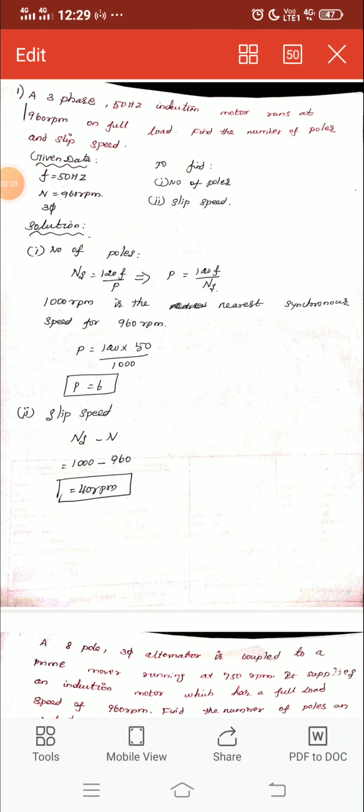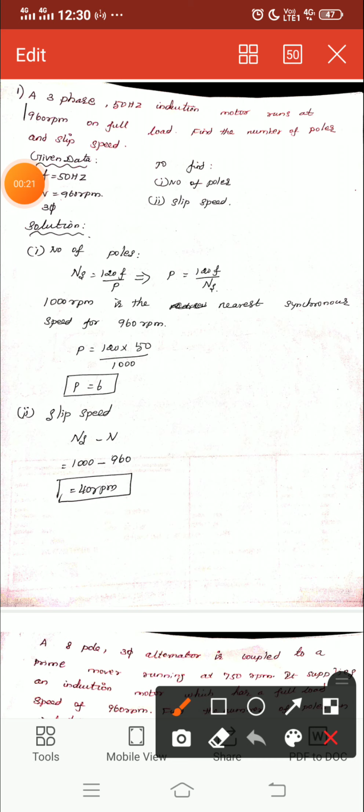Good morning, students. Today we are going to see the topic three-phase induction motor problems. The first problem is a three-phase 50 Hz induction motor runs at 960 rpm on full load. Find the number of poles and the slip speed.